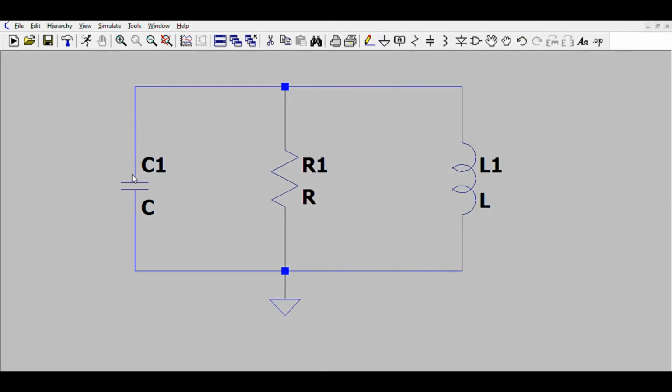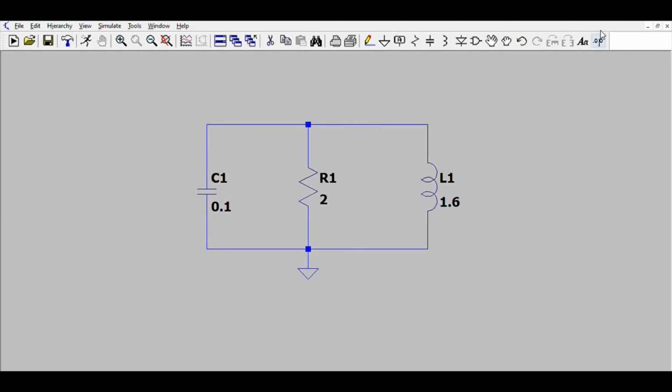This capacitor was 0.1. This resistor was 2. This was 1.6. And then 0. Okay. And so we had to put an initial condition. So if you go to the Spice directive right here, you do .IC. So the voltage at the capacitor is 12. And then we do Control M .IC, and the current through this inductor was 0.